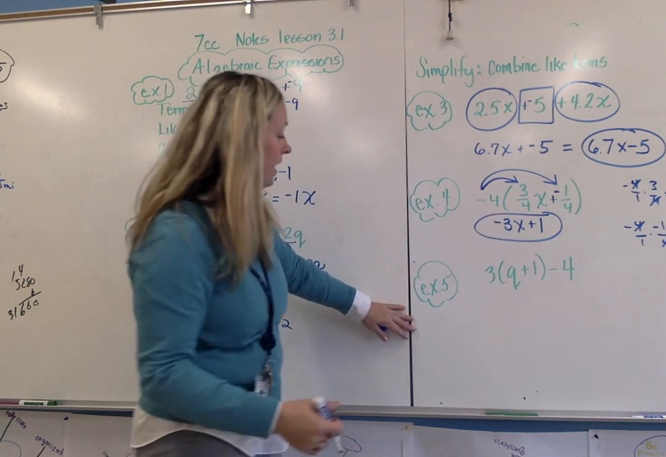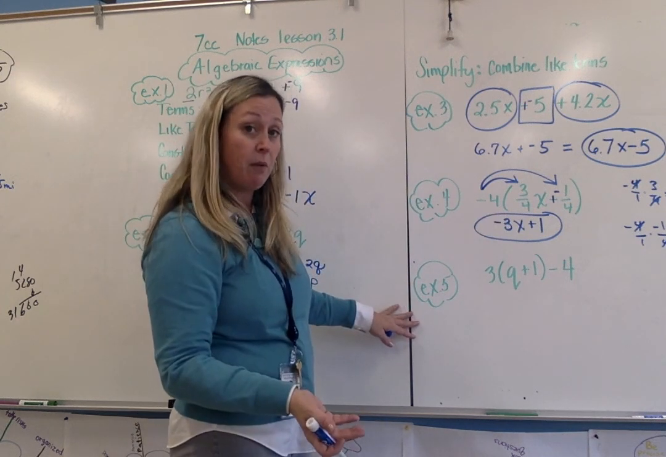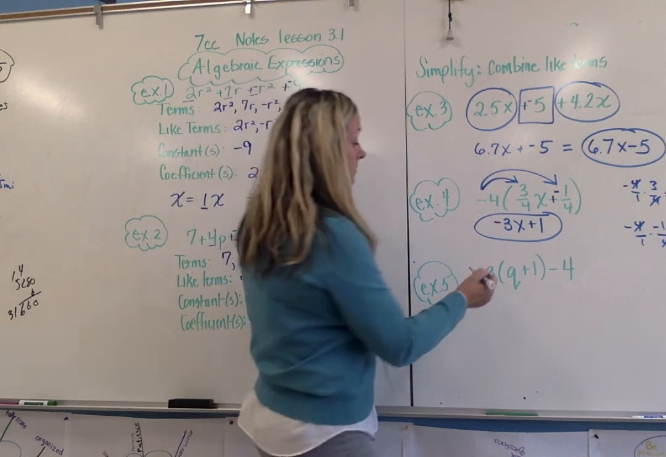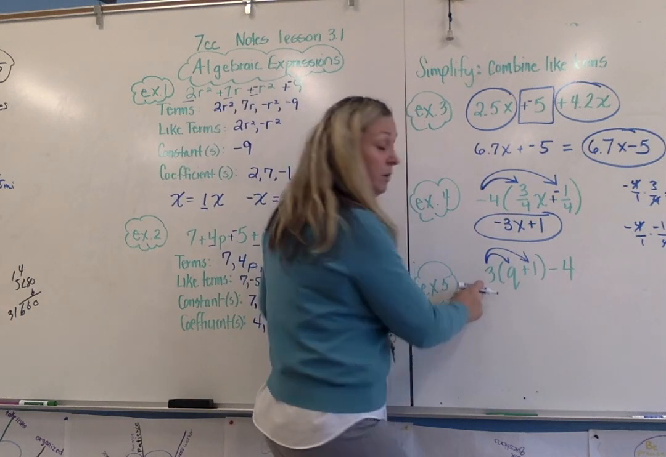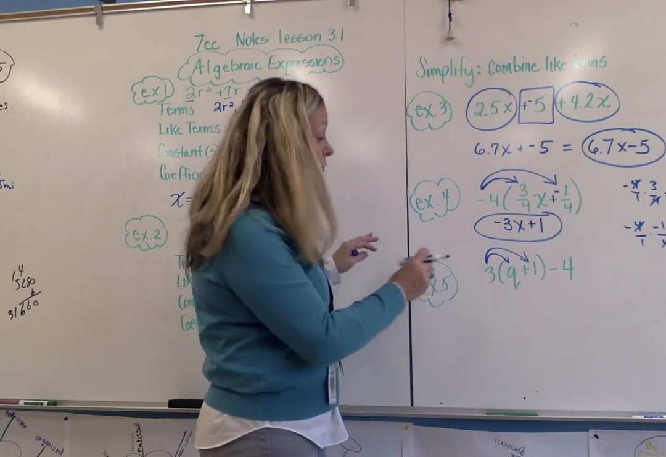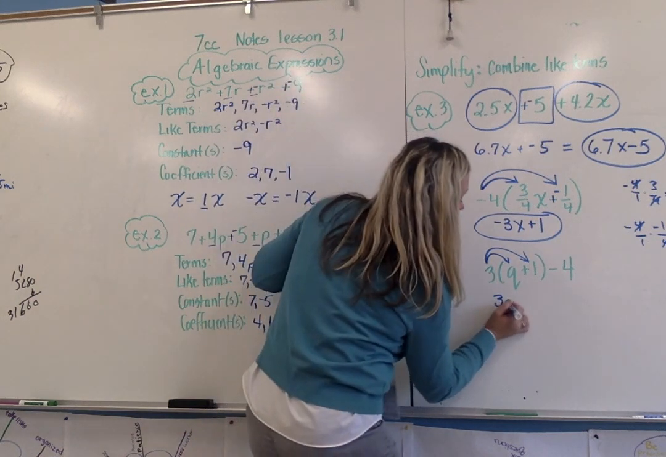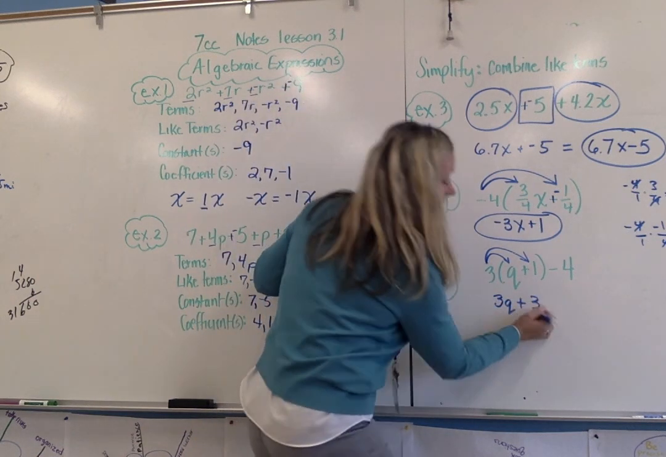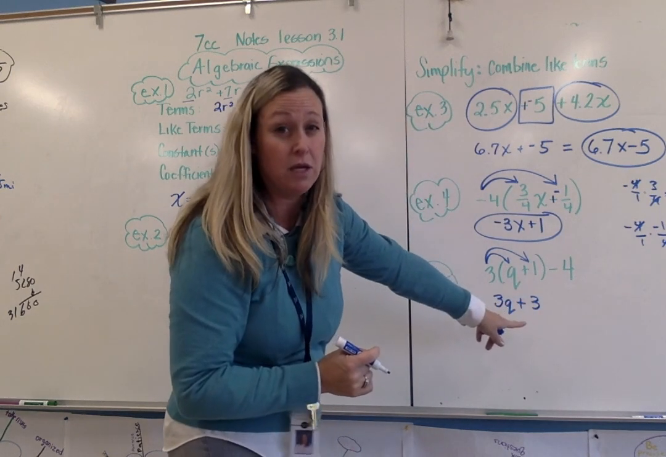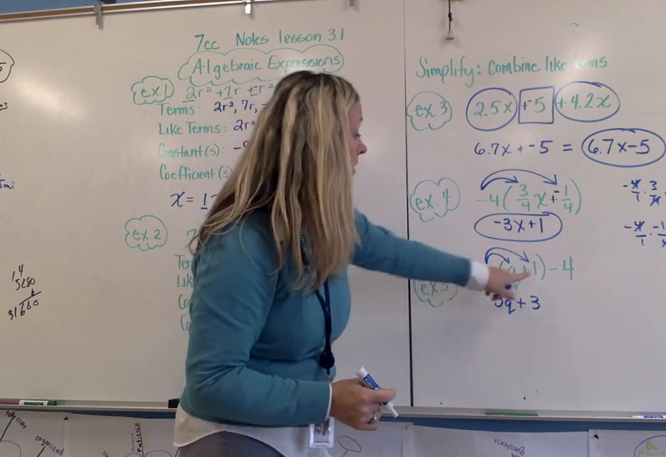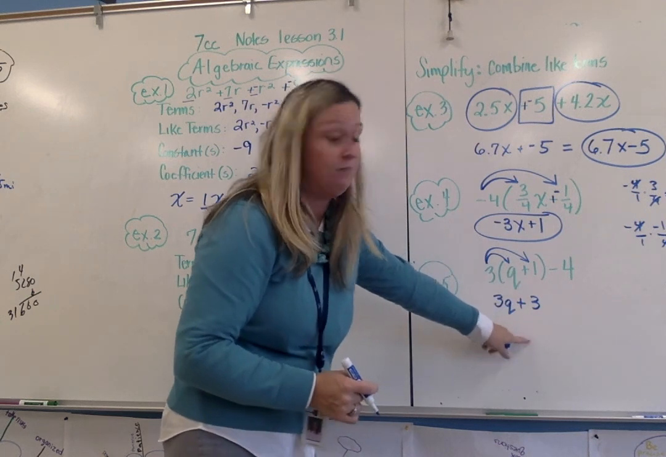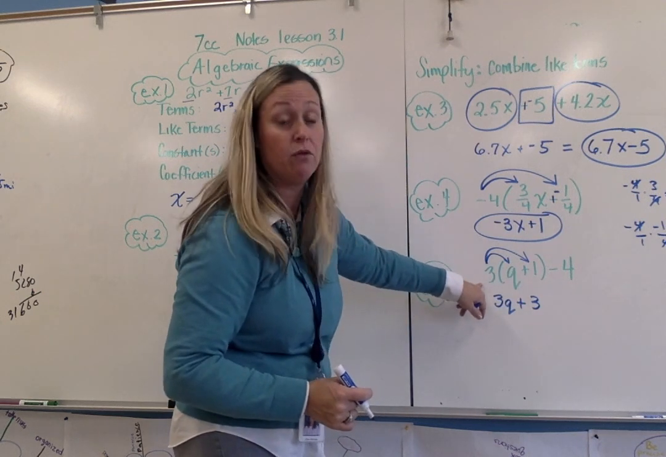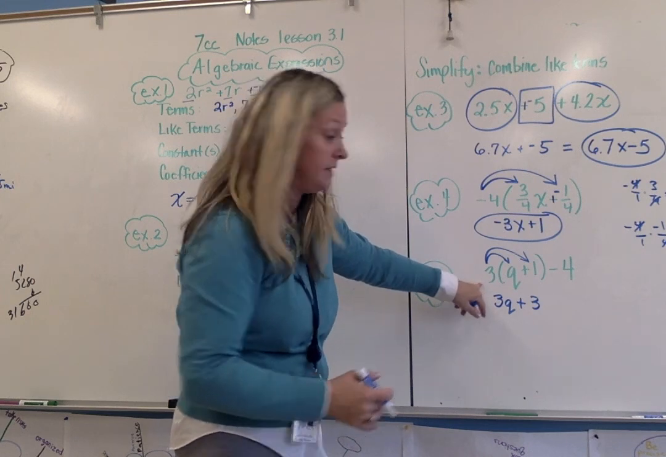In example 5, I not only need to use the distributive property, I am then going to have to combine like terms. So 3 times the quantity q plus 1 is 3q plus 3. Some kids are going to forget that that's a 3. It's not a 1 and forget to multiply. 3 times q is 3q. 3 times 1 is 3. Because this really means I have q plus 1 3 different times.